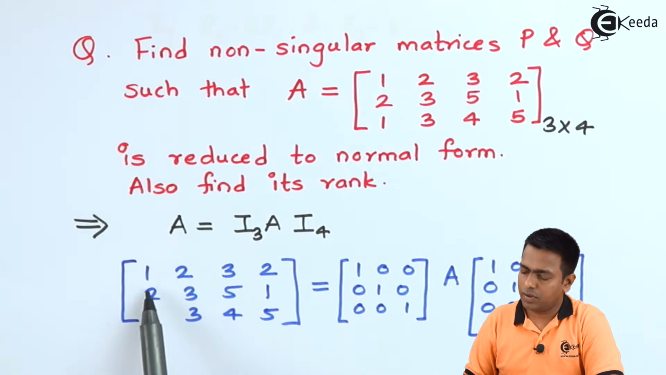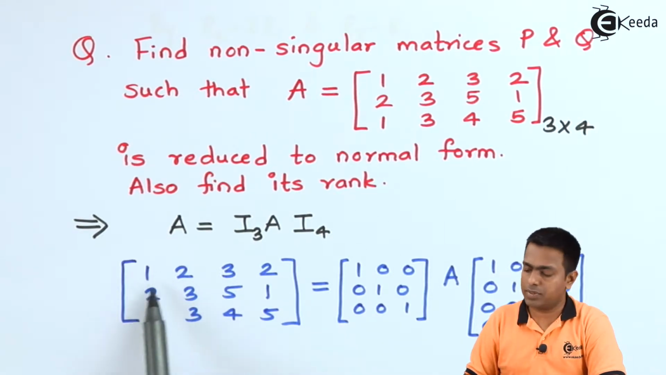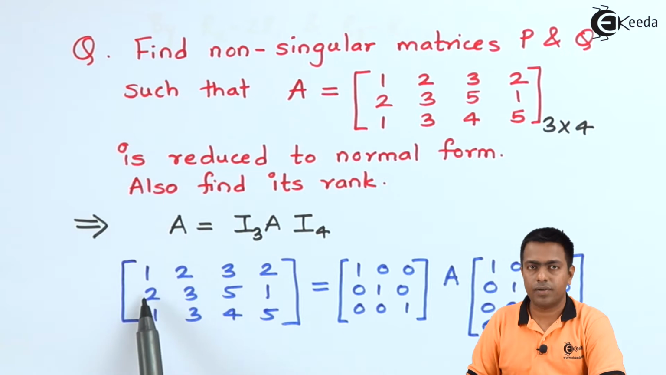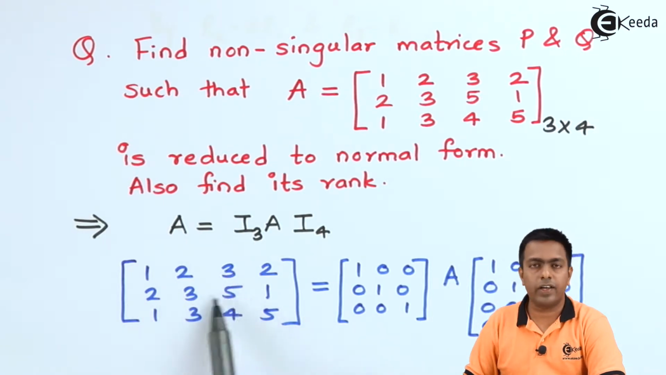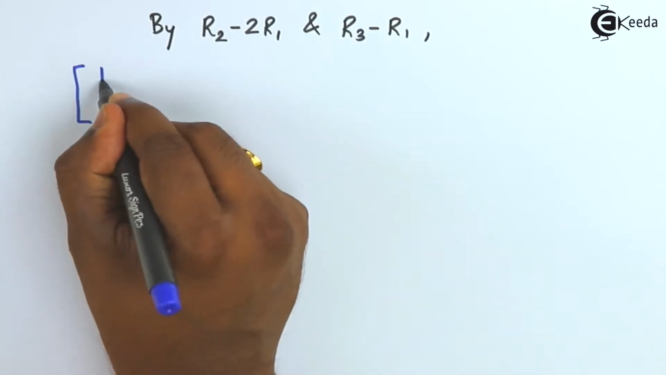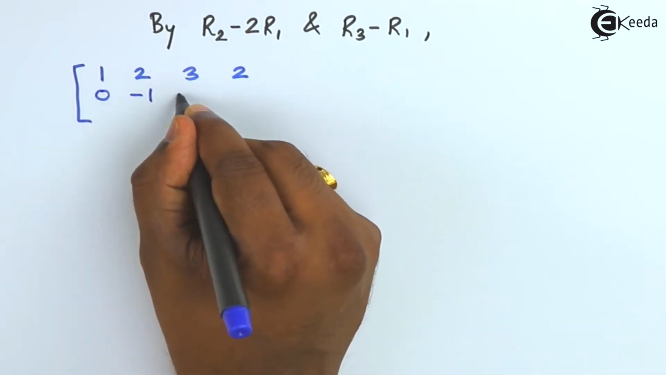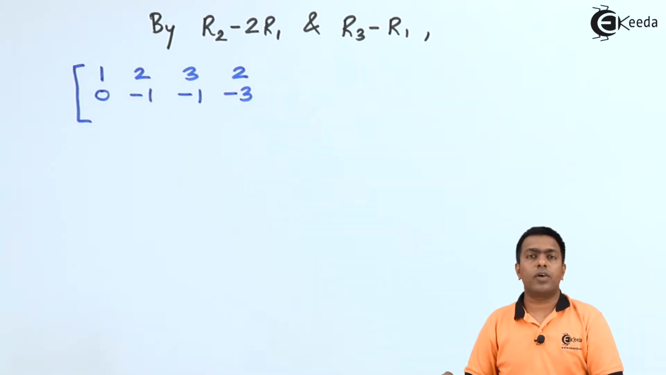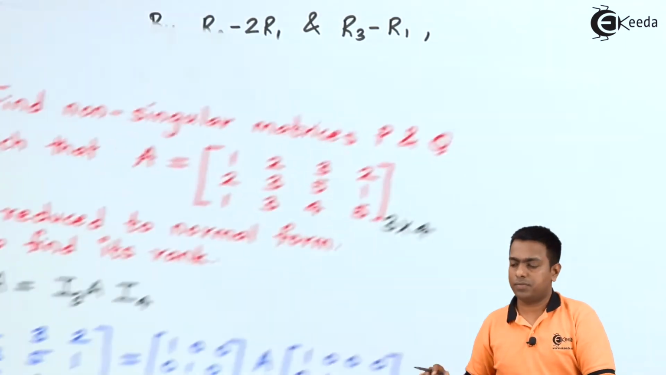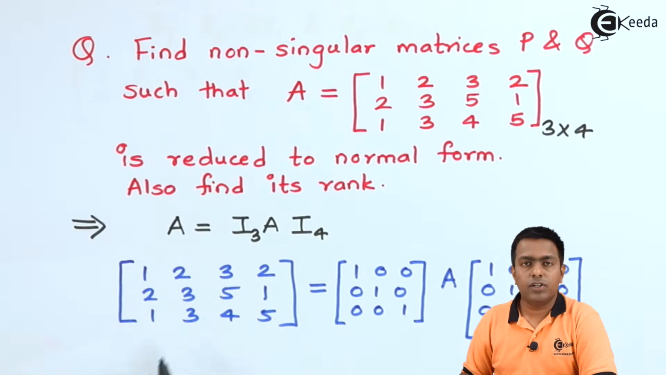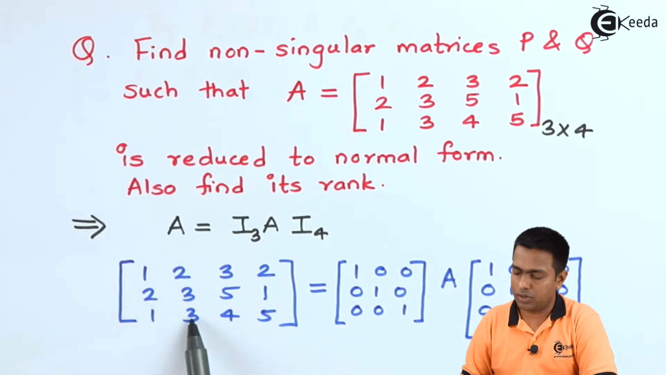So guys, here R2 minus 2 times R1 will give us 0 over here. Here we'll get minus 1, here we'll get minus 1, and here we'll get minus 3. Now guys, if we do R3 minus R1, let's see what we get. So 1 minus 1, 0, 3 minus 2, 1, here 1 and here 3.